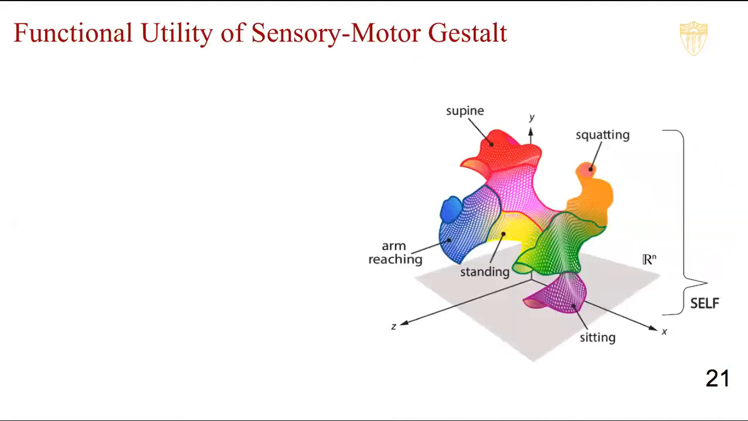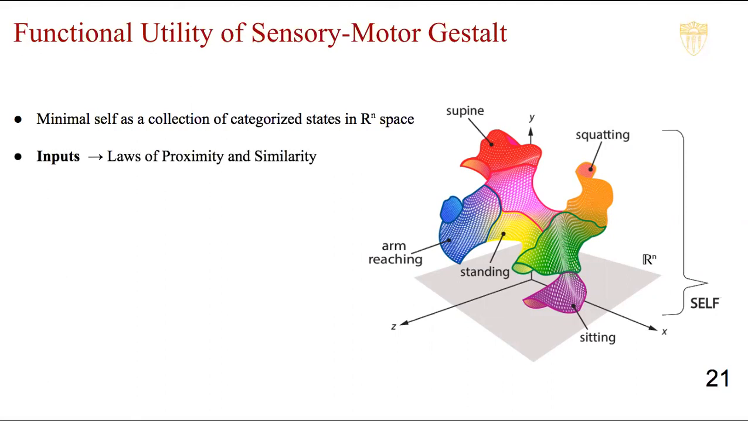So let's revisit the sensory-motor gestalt more formally. Recall how our intent for constructing the minimal version of self is forming the collection of categorized states from the sensory-motor space of proprioception and motor commands. Neighboring inputs can be merged using the laws of proximity and similarity. Feasible states such as going from sitting to squatting can be determined using the laws of continuity and closure.